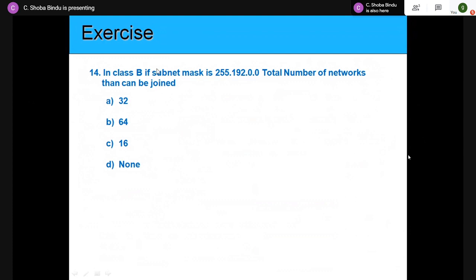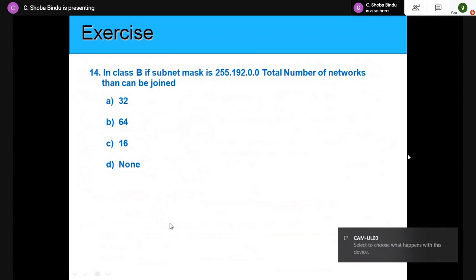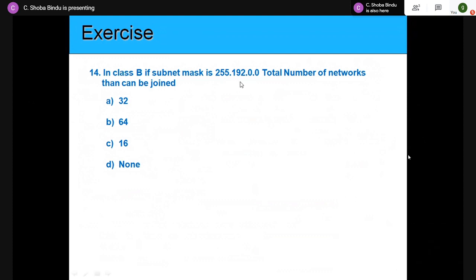joined. Here we are making use of the concept of supernetting. When you look at the subnet mask of class B, it is 255.255.0.0. Now what has been done here? Here a number of networks are being grouped together, and this is giving a subnet mask over here. So the subnet mask for this will be this. Actually it should be the subnet mask with all ones, but consecutive networks are being combined.